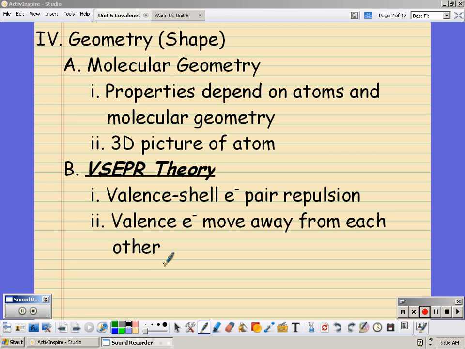Okay, so when we talk about geometry, what we're really talking about is the shape of the molecule. Molecular geometries determine the properties of that molecule. It also gives us a 3D picture of the atom. The VSEPR theory is the theory used to determine the geometry. It's the valence shell electron pair repulsion theory. And all it says is that those lone pairs on the center atom will move away from each other, and it will actually force the bonded atoms closer together so that they can take up the most amount of space.